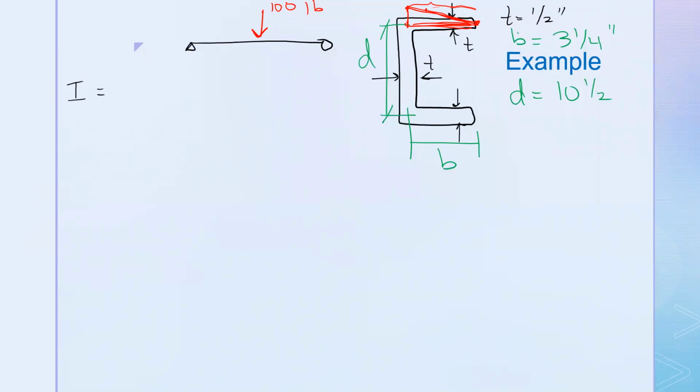We had 2 flanges. So I just multiplied 1/12 by 2, so it's 1/6. And then I used 3.25 times 0.5 cubed. Okay, for the area, that makes sense to me. Yeah. And I had 1/12 times 0.5 times 10.5 cubed. And the d squared, so 3.25 times 0.5.